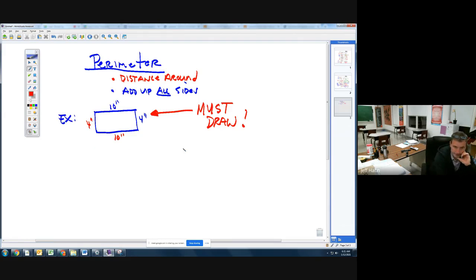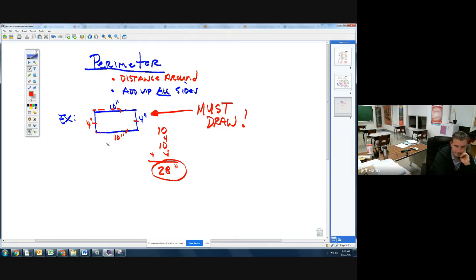So perimeter here just simply means you are going to add them in any way you want. I would probably go 10, let's just go 10 plus 4. Sometimes it's good to mark down the ones you've written down already. Plus another 10, plus another 4. And when you add all those together, 2 10s is 20, plus 2 4s is 28. And it is 28 inches, which simply means that if you were walking around this little teeny tiny square, to walk all the way around it, you would have to go 28 inches.